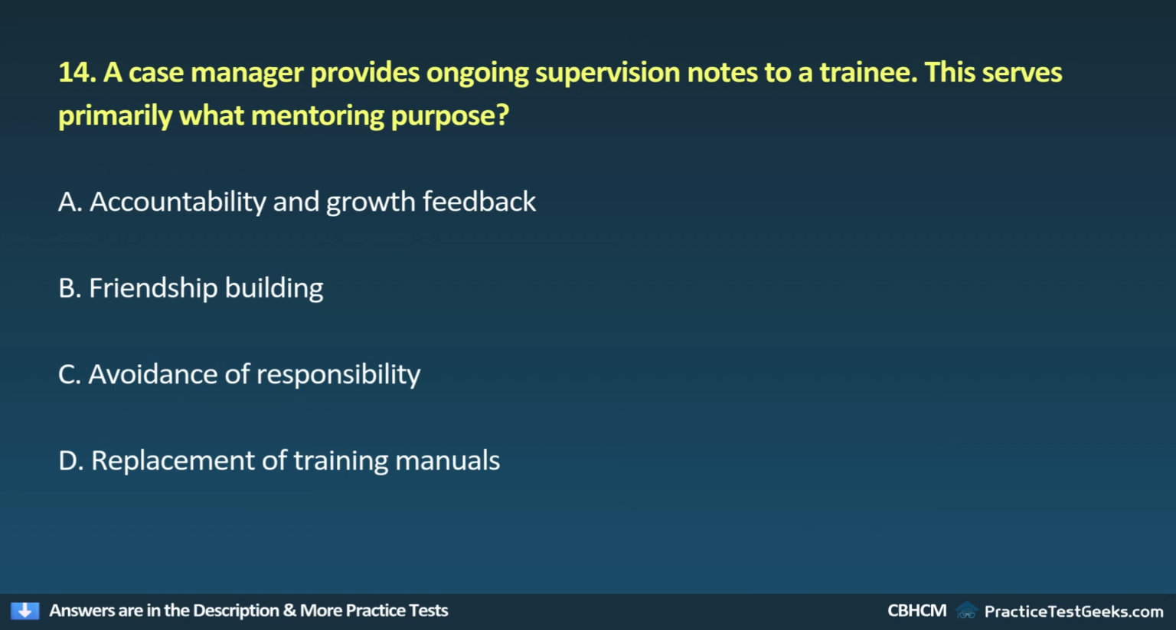14. A case manager provides ongoing supervision notes to a trainee. This serves primarily what mentoring purpose? A. Accountability and growth feedback. B. Friendship building. C. Avoidance of responsibility. D. Replacement of training manuals.